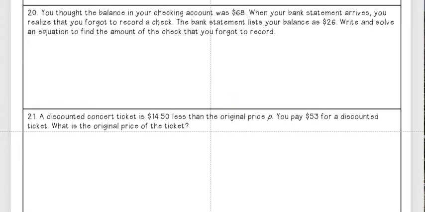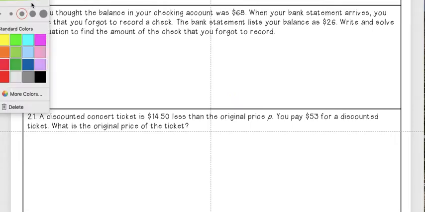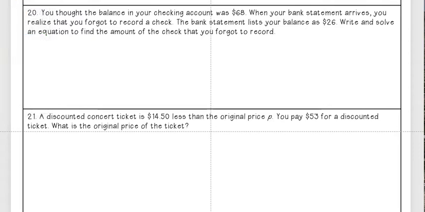So, how I like to go through these word problems is to see first, what am I trying to find? Normally you can find that in the last sentence. So it says, write and solve an equation to find the amount of the check you forgot to record. So I'm looking for the amount of the check. I'm going to write a note saying x equals check amount. And then I look for some numbers I already know.